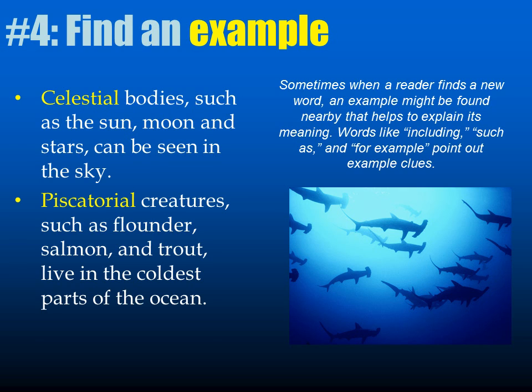Piscatorial creatures such as flounder, salmon, and trout live in the coldest parts of the ocean. Examples of piscatorial include flounder, salmon, and trout. So I could probably figure out that piscatorial has something to do with fish.